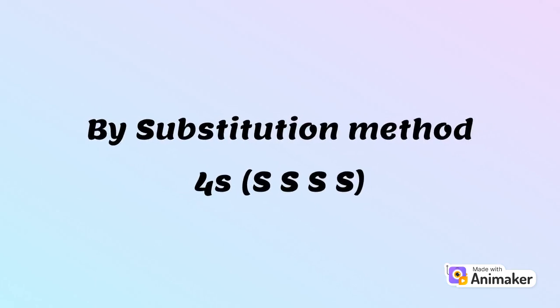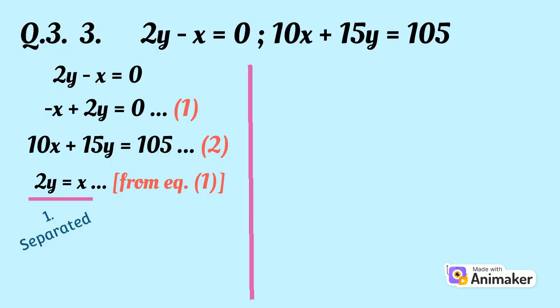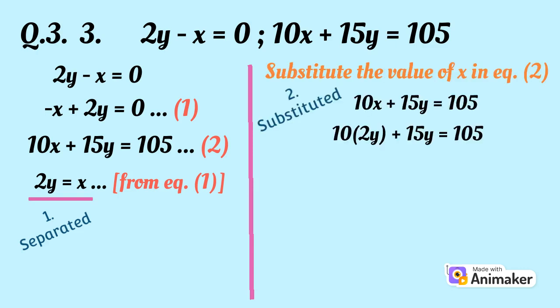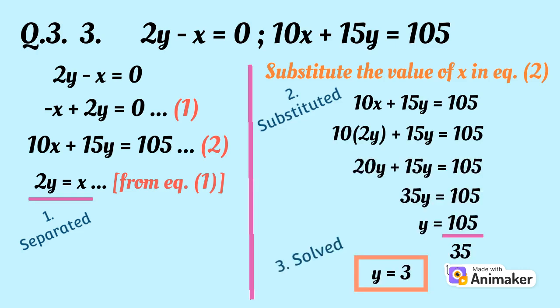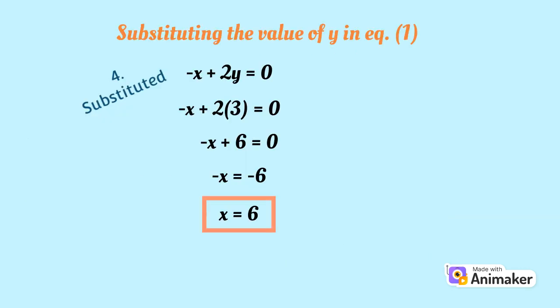Fourth one. This equation will be easier to solve by the substitution method. In this equation, we easily separated x and the remaining is its value. Now, we substitute the value of x in equation 2 and solve further to get the value of y. Now we substitute the value of y in equation 1 and get the value of x. Hence, 6 and 3 is the solution.